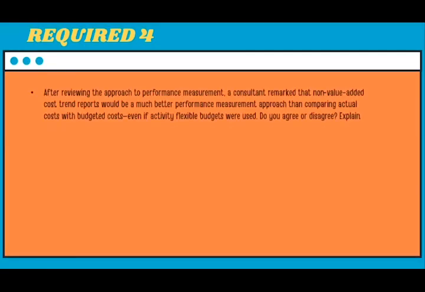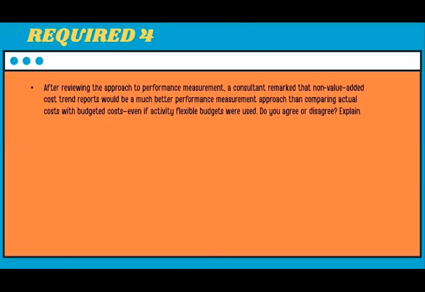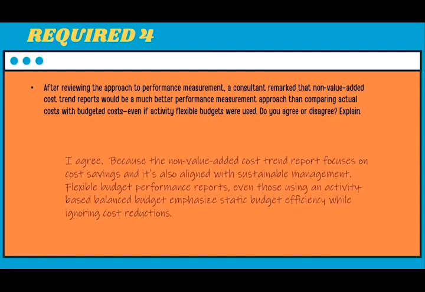Requirement number 4. After reviewing the approach to performance measurement, a non-value added cost report will be a much better performance measurement approach than comparing actual cost with budgeted cost, even if activity-based flexible budgets were used. Do you agree or disagree? Explain. The answer: I agree, because a non-value added cost report focuses on cost savings and is also aligned with sustainable management. Flexible budget performance reports, even those using an activity-based flexible budget, emphasize static budget efficiency while ignoring cost reductions.